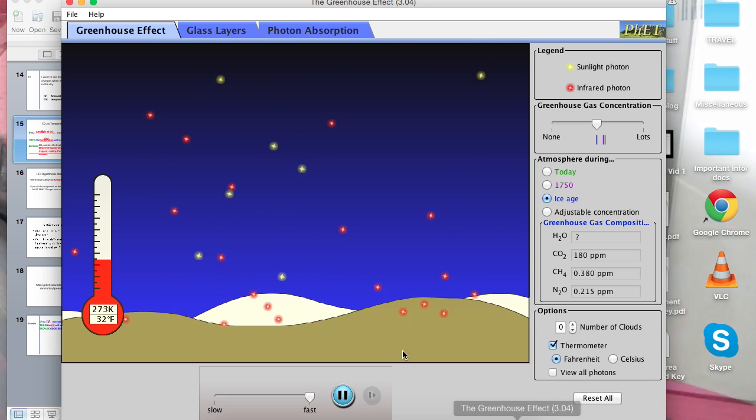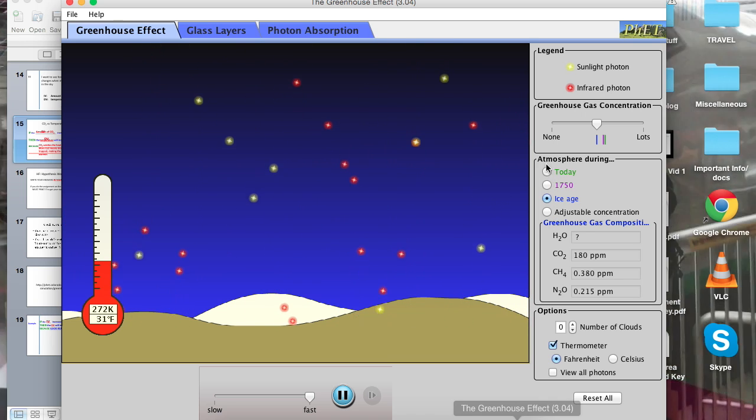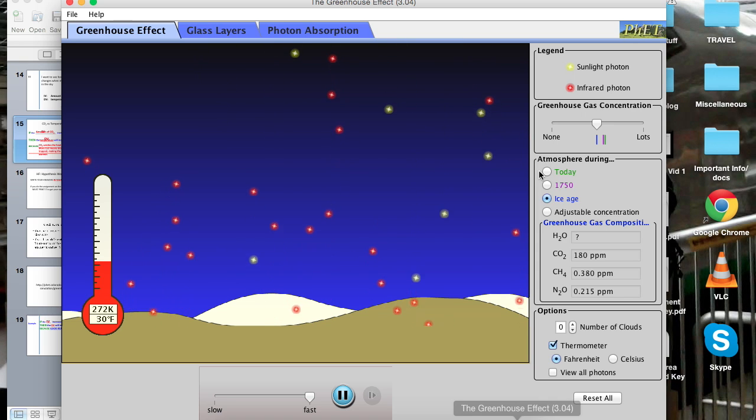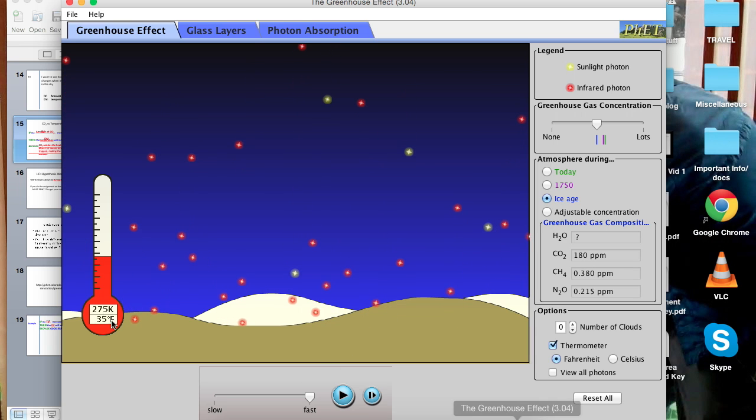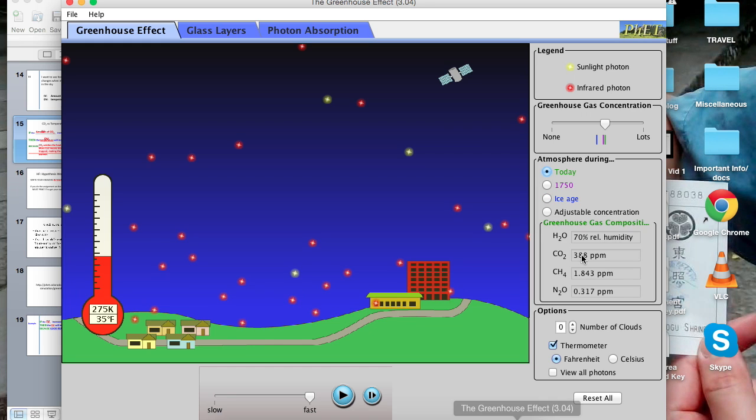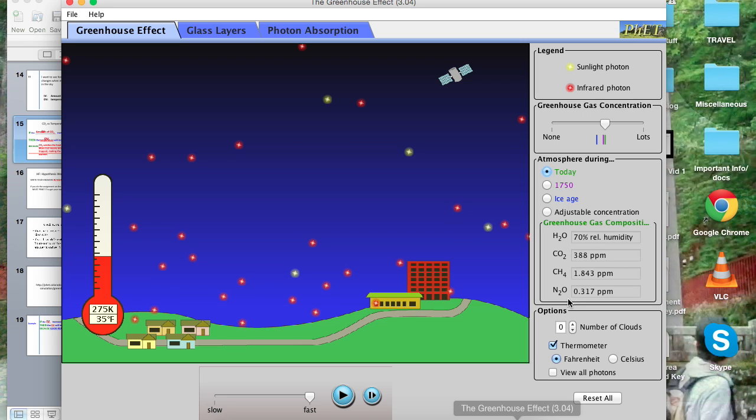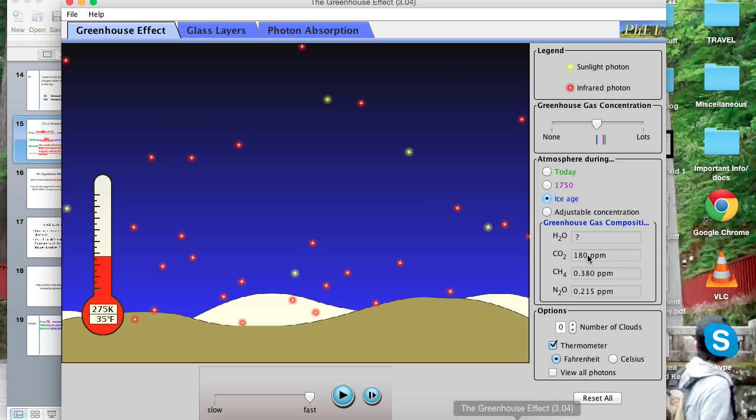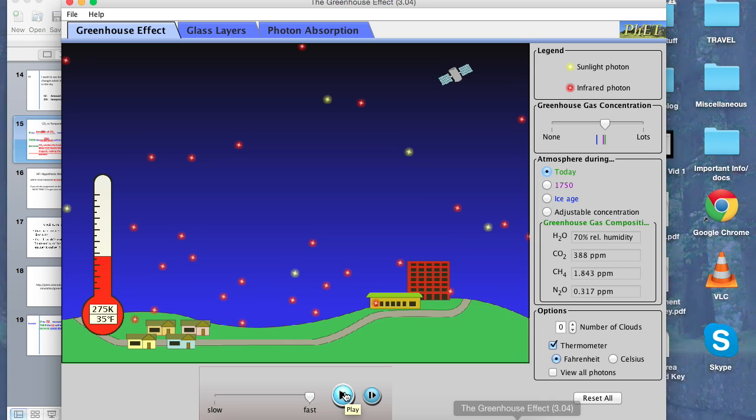All right, so while we're waiting, just know that what I'm going to do next is go to today up here in the atmosphere, and then we're going to see how the CO2 changes. All right, so we've got about 35 degrees Fahrenheit, and I'm going to go ahead and select today, and notice that it has a different amount of CO2, which is a total of 388, which is a lot more than the Ice Age. Okay, so we have 35 degrees or so Fahrenheit. Let's go ahead and start this and see what happens to the temperature.